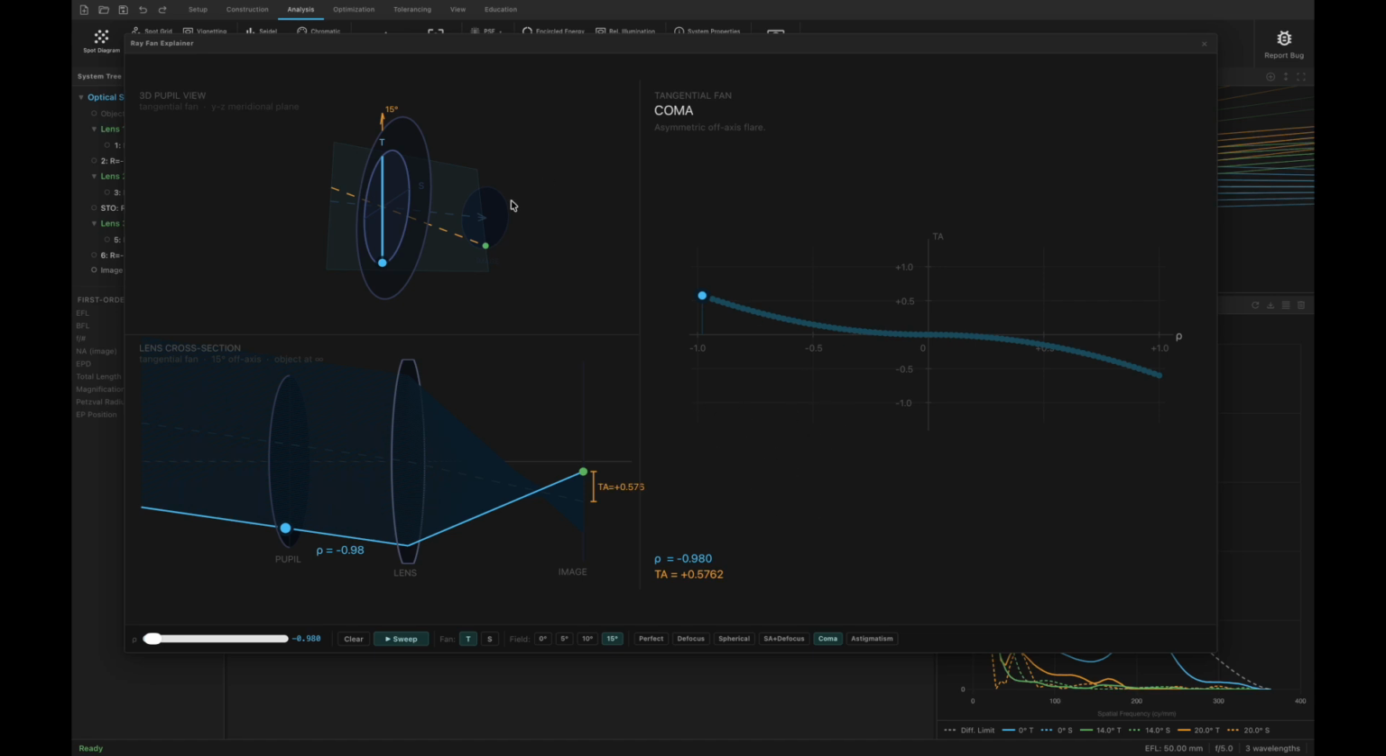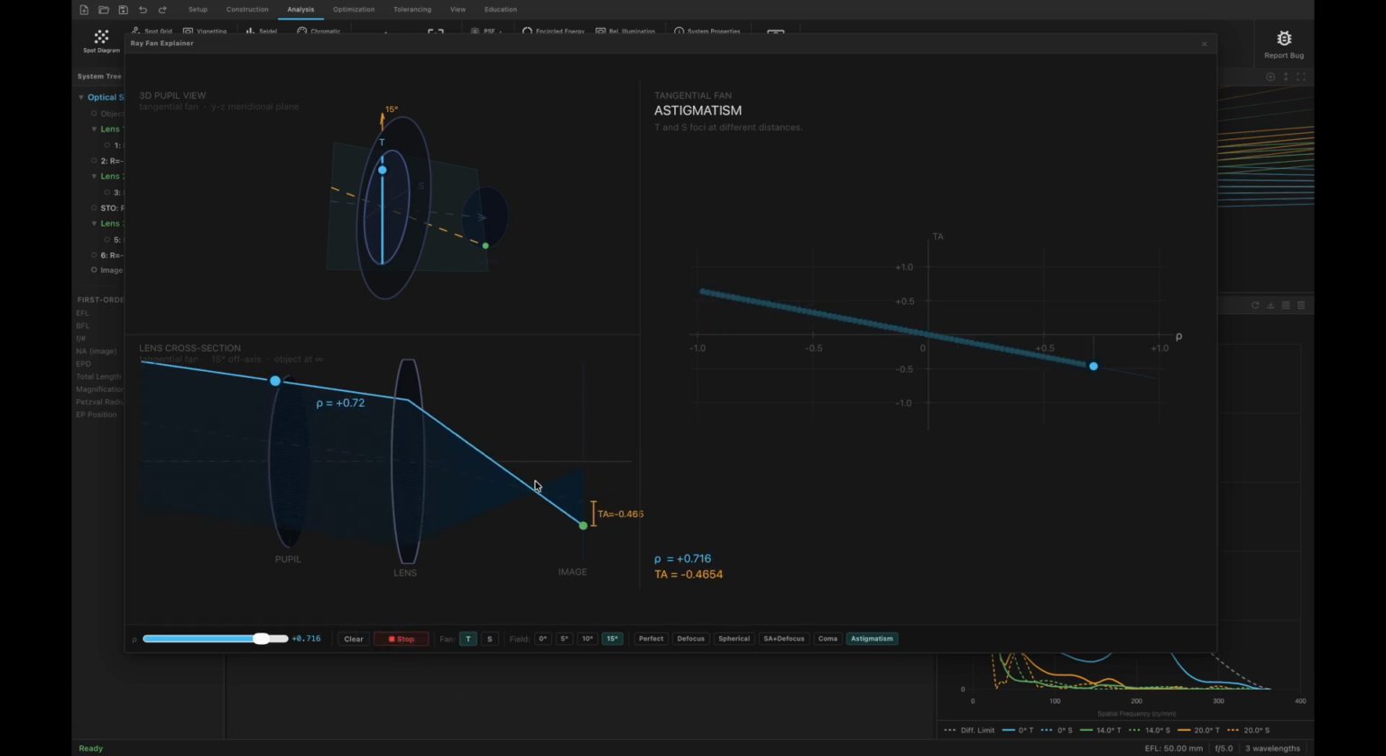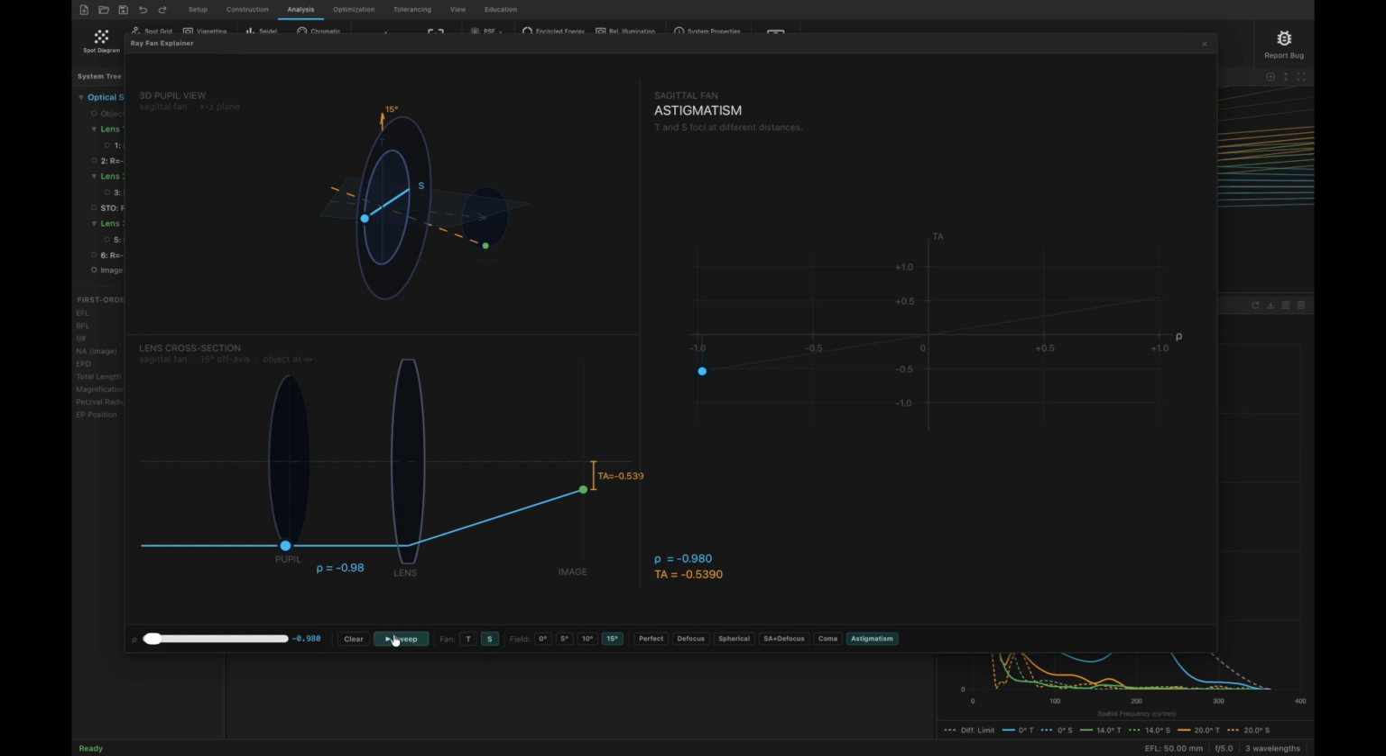So now that we understand that, we can look at astigmatism, and that is basically tangential and sagittal rays focusing at a different point. So you'll see that if we're in tangential right now and we sweep, you can see that the actual points, or the rays, are focusing up here. But if we go to sagittal, so for tangential, it looks like the image plane is too far away. But for sagittal, it looks like the image plane is too close. They seem like they'd be focusing out here.